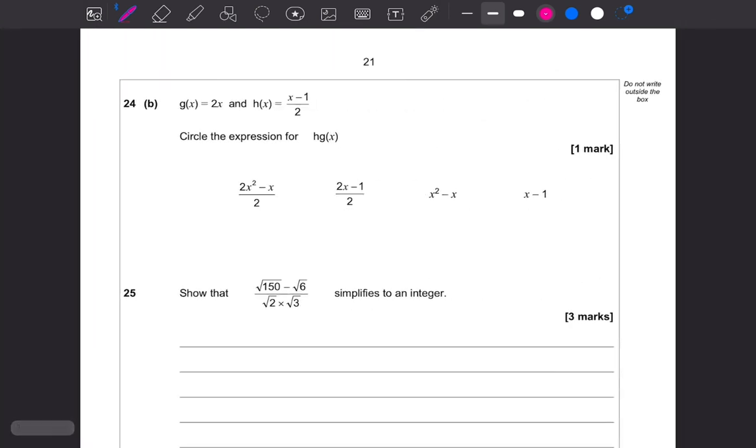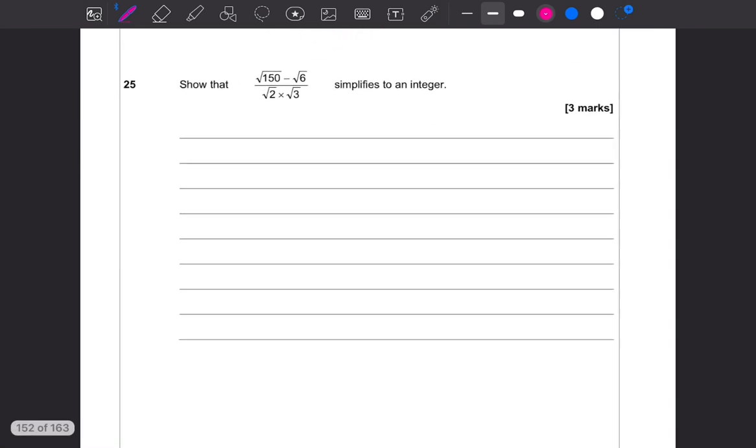24b. Circle the expression for hg. So that means we do g first and then stick that into h. So where the input to h is, we replace it with 2x. So it should be 2x minus 1 divided by 2, which we've got over there. Show that this thing simplifies to an integer. So on the bottom, that's going to be root 6 straight away.